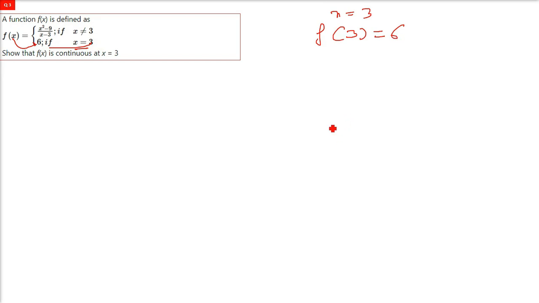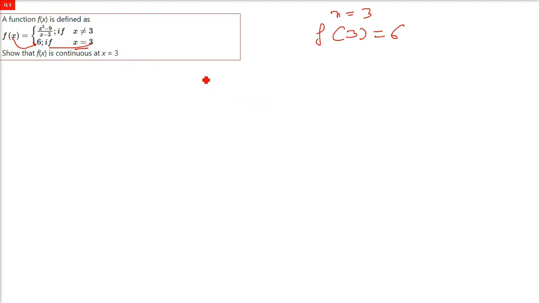So we will now try to find out the left hand limit and the right hand limit and try to find out whether these two values are equal or not. Okay. So let us see here the left hand limit and right hand limit. If they are equal, and if they are equal to 6, because the value of the function at x equals 3 is also 6, then we'll say it is continuous. Otherwise, we will declare that this function is discontinuous.